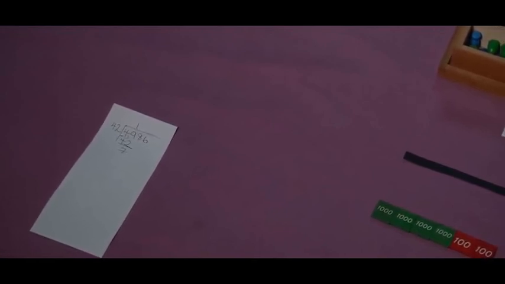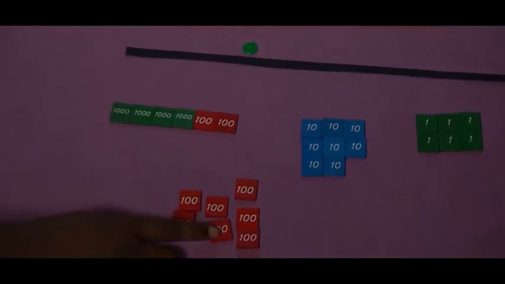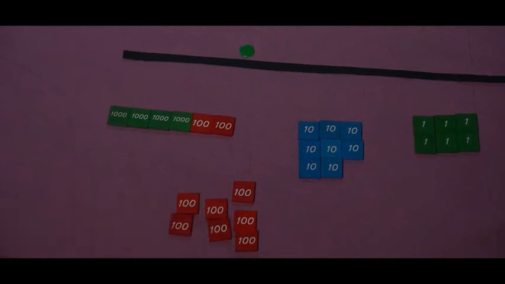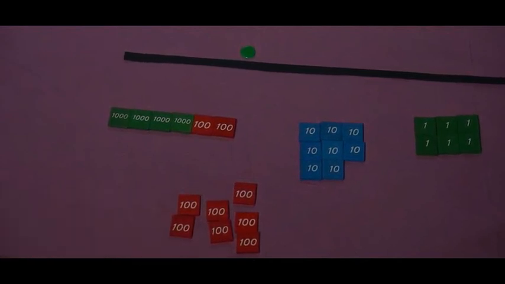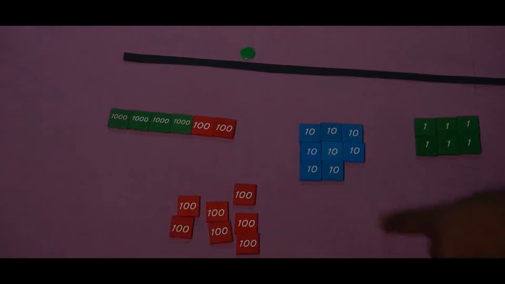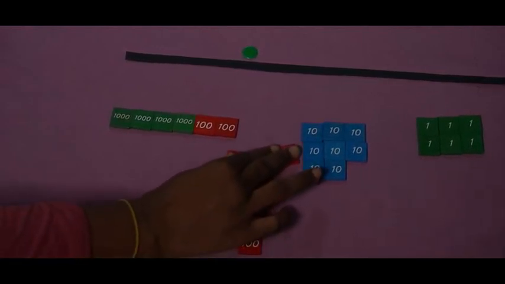And then what do you have left as your intermediate remainder on paper? On paper, what do you have? 700. And with the material, show me the remainder. 100, 200, 300, 400, 500, 600, 700. So now you are moving your 700s to the 10th category. So go ahead and do that.